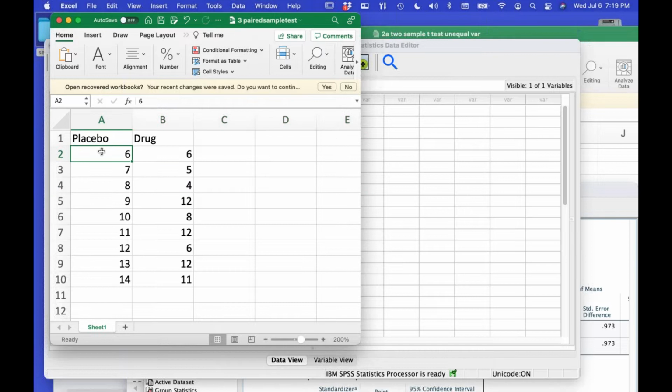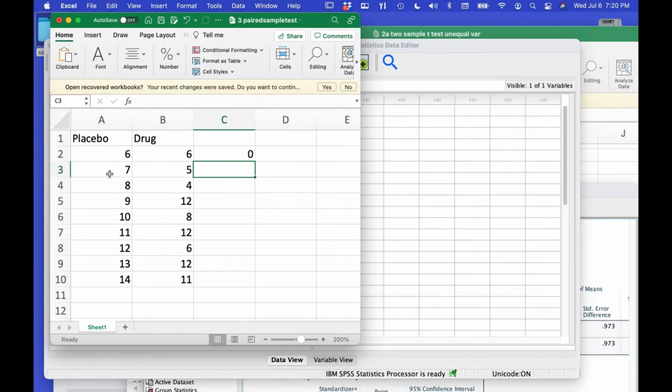Subject number 1 took a placebo for 2 weeks. Maybe it's a blood pressure drug. They measured his blood pressure. Then he took the drug for 2 weeks, and then they measured his blood pressure. For this guy, there was no change, right? The difference here is this minus this.